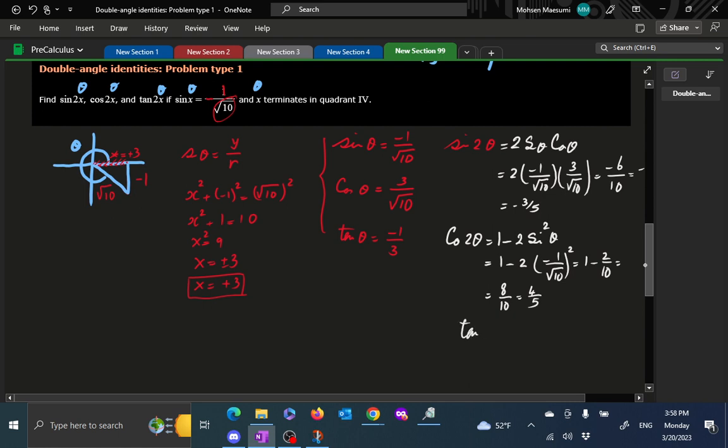Tangent of 2 theta, we learned last time, is best sine of 2 theta over cosine of 2 theta. My sine was minus 3/5, my cosine is 4/5, and the ratio is minus 3/4.